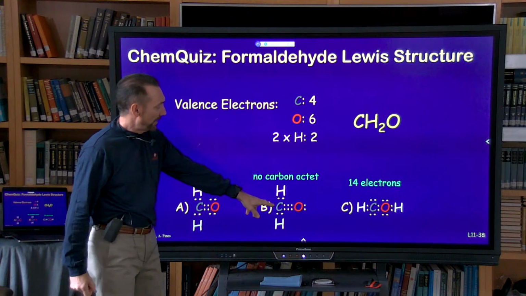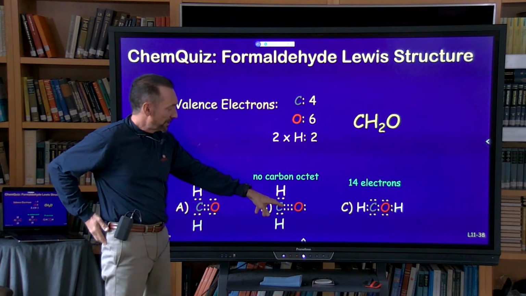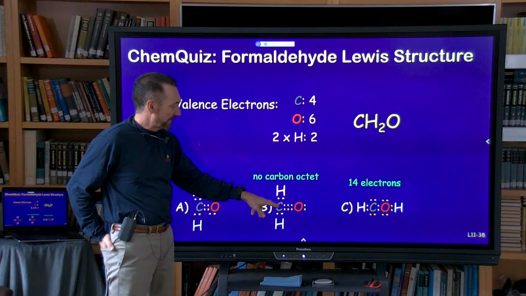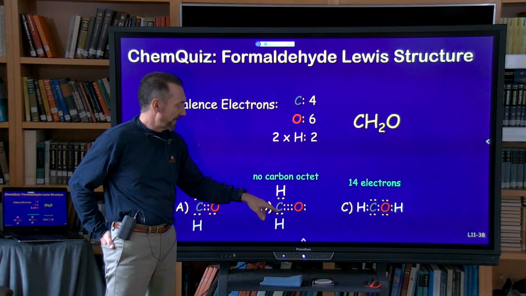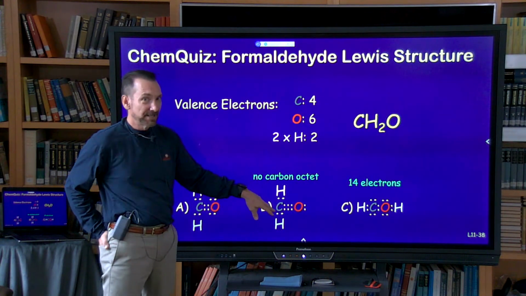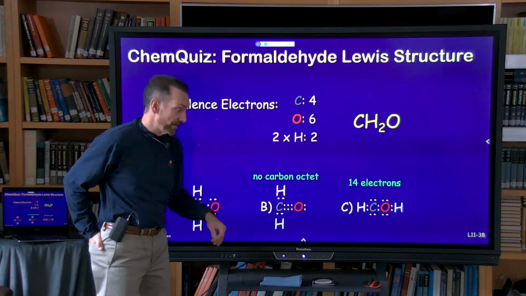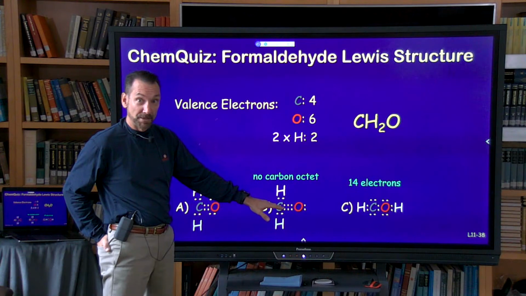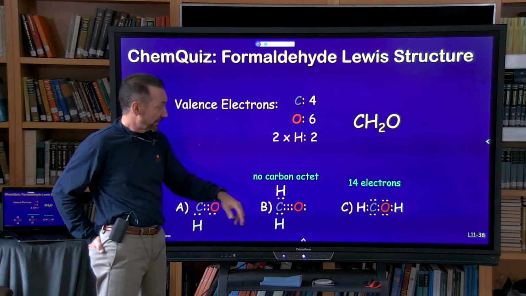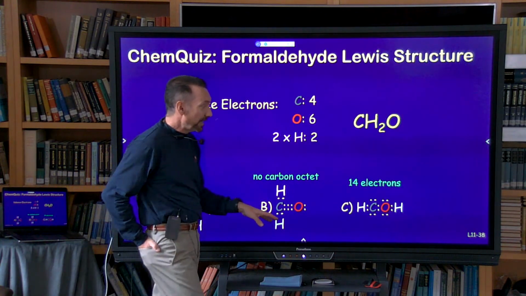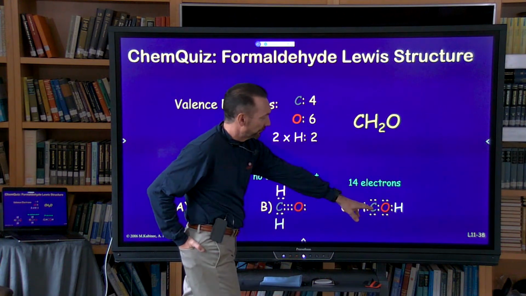So this one we throw out right away because carbon has exceeded 2, 4, 6, 8, 10. It's exceeded the octet, and carbon is not one of those things that's going to do that. You have to get down to that n equal 4 kind of quantum level to do that. So you're not going to see that happening. N equal 3 will do it as well.